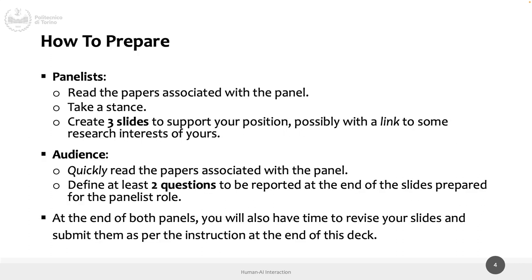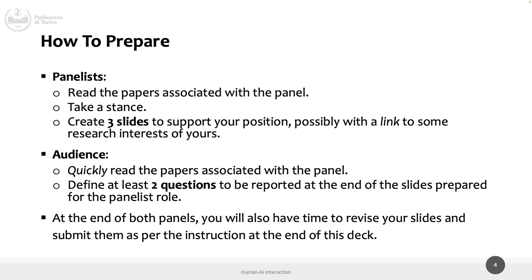So, how to prepare? Panelist, read the paper associated to the panel. And I will show you which are and when you are a panelist. Then take a stance. So the first panel is about automation versus augmentation. Take a stance. Which side do you prefer, mostly or entirely? Take a position in that debate. And then create 3 slides to support your position, possibly with a link to some research interest of yours. It's not mandatory, but if there is a link, it's better. And these three slides are something you will need to deliver, not something you will need to project in the class. But you can use them to work as panelists on your own laptop.